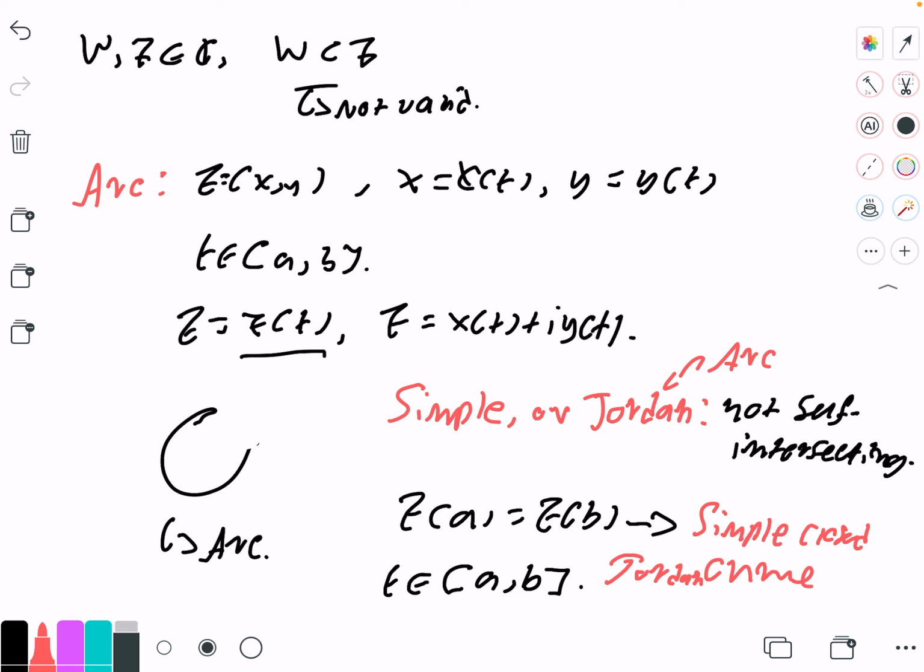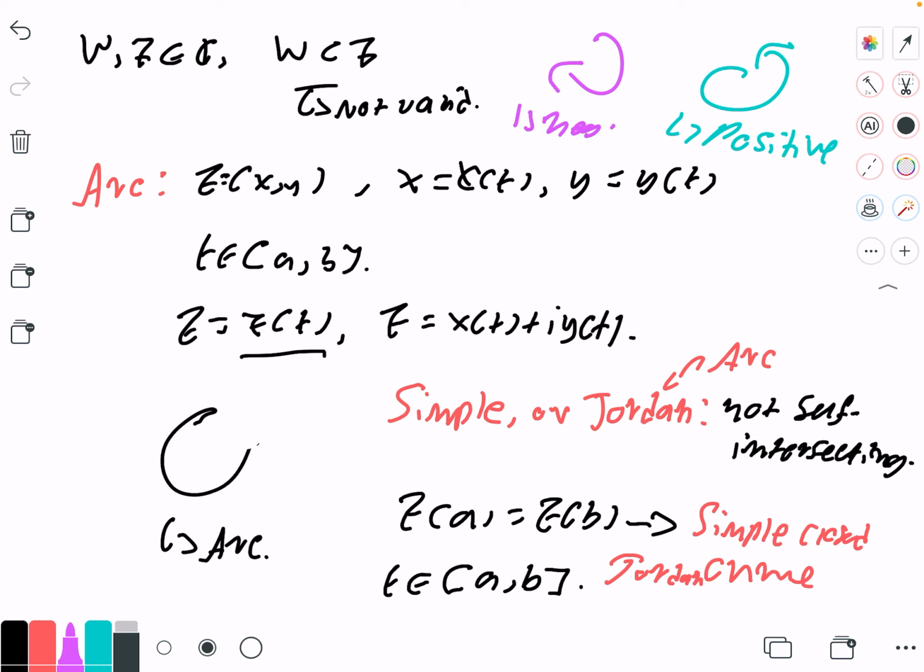Now I will mention one thing. If the curve is traversed counterclockwise, it is considered positive. However, if we traverse the curve clockwise, this is negative. It's just like physics, counterclockwise is considered positive.